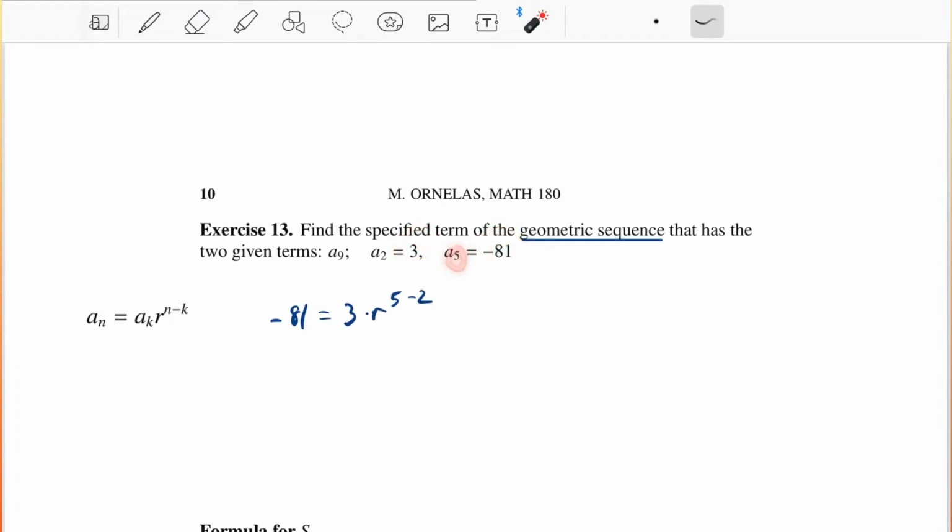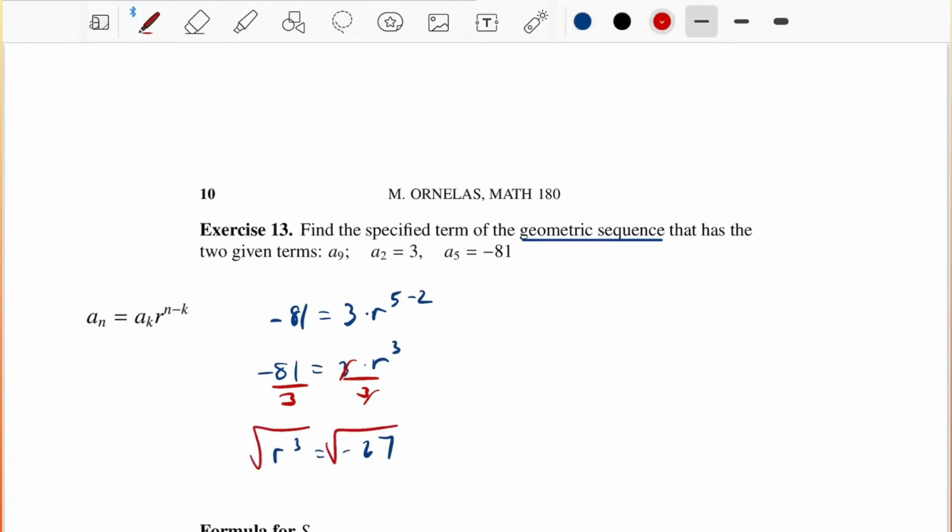Okay, so now we simplify this. You get negative 81 equals 3 times R to the third. Divide both sides by 3. You get R cubed is going to equal negative 27. 81 divided by 3 is 27, yes. And now you take the cube root of both sides, and you end up with R equal to negative 3. So now we know the common ratio.